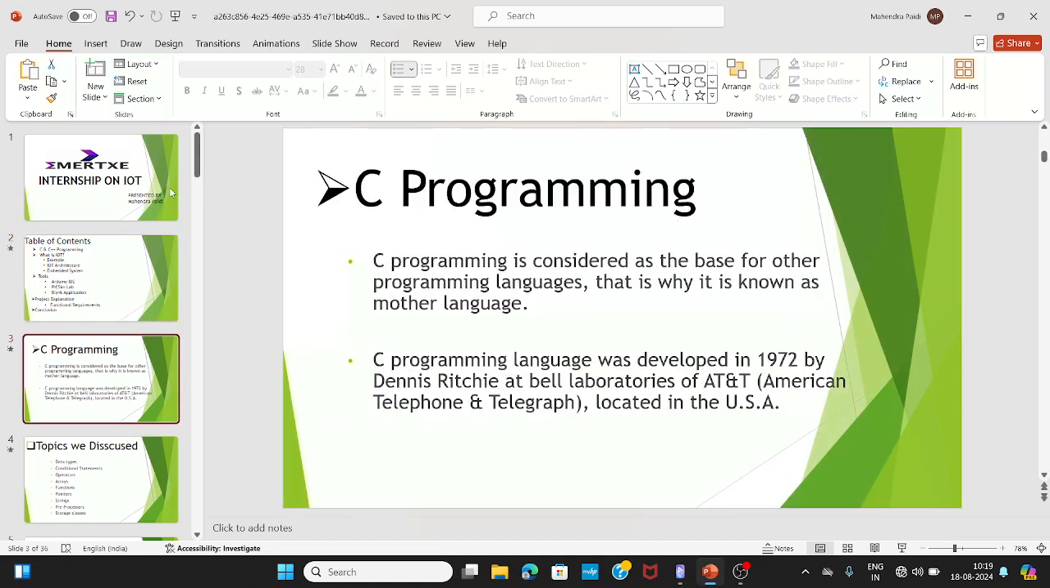First, C programming. C programming is considered the base for other programming languages. That is why it is known as the mother language. The C programming language was developed in 1972 by Dennis Ritchie at Bell Laboratories of American Telephone and Telegraph, located in the USA. Where it is used: software development, system software development, embedded software development, OS kernel development, and file system development. It is a general purpose language. We have 32 keywords in C programming.